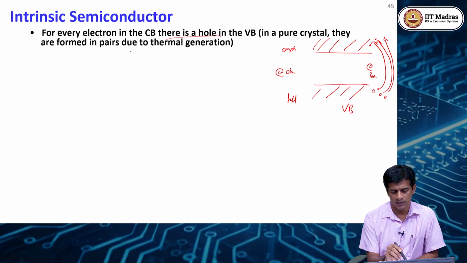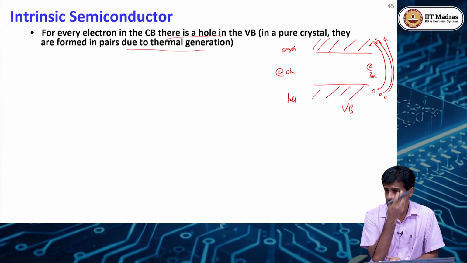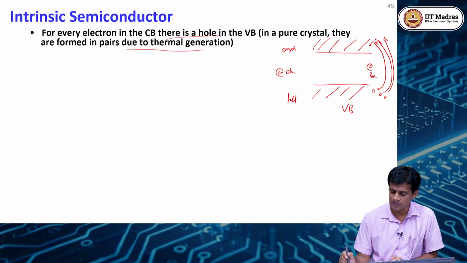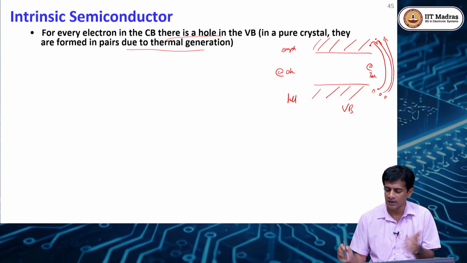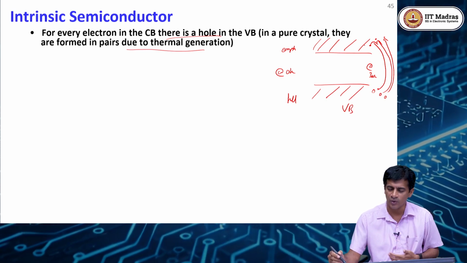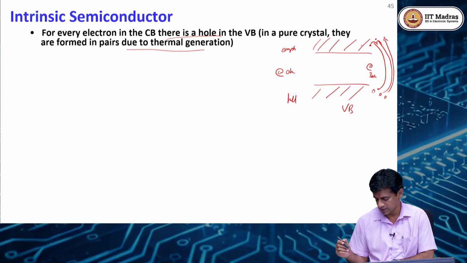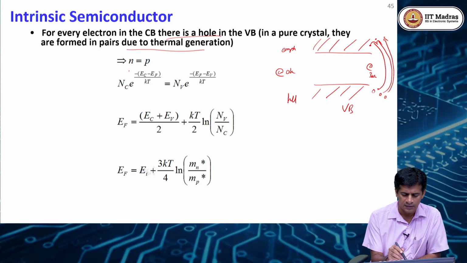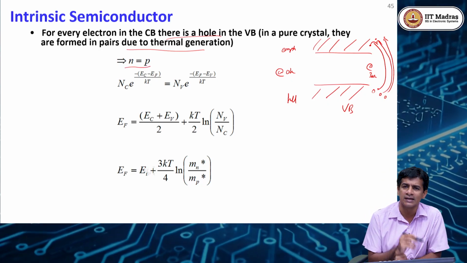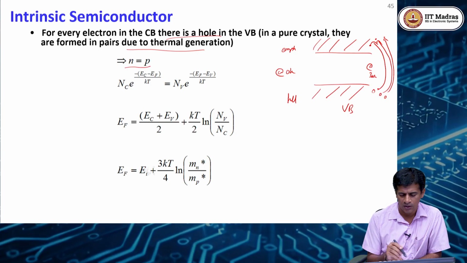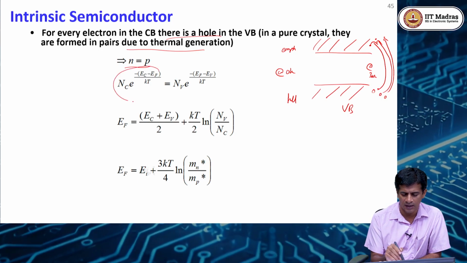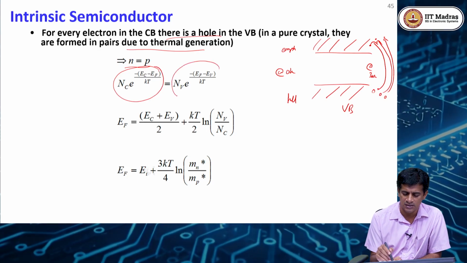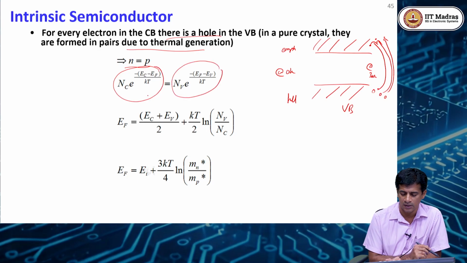The electron-hole pair generation in an intrinsic semiconductor is due to thermal generation. The electrons in the valence band can get some thermal energy, get excited and go into the conduction band. So they always form in pairs, the electrons and holes. That means the electron and hole concentration at any temperature should be the same. So we can equate the electron concentration expression we derived earlier with the density of holes.